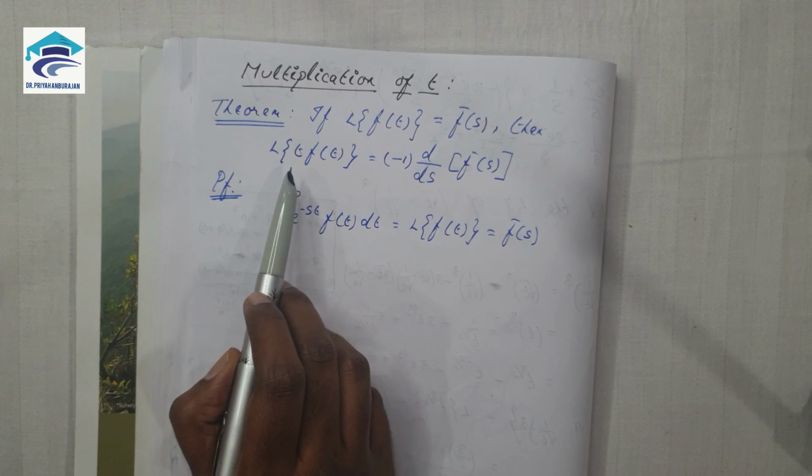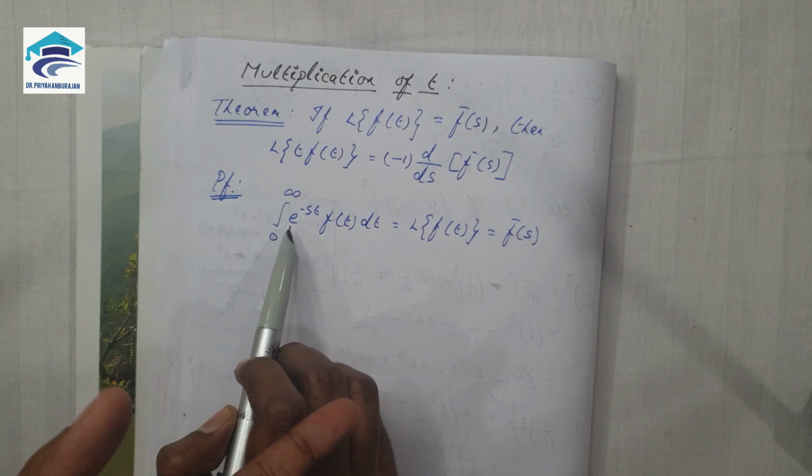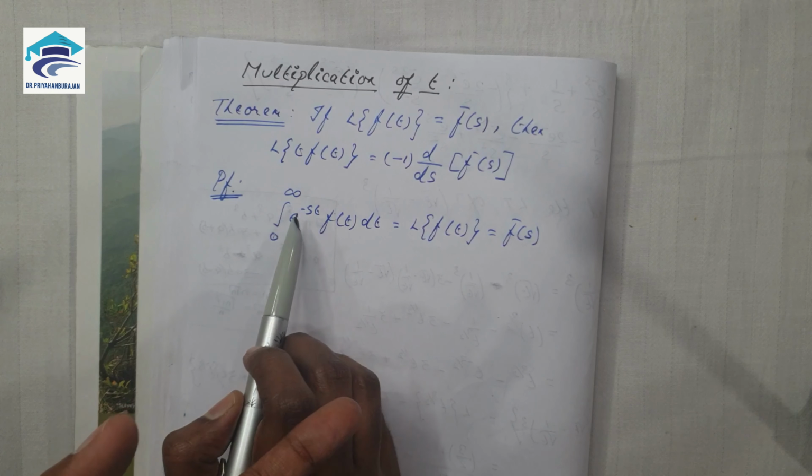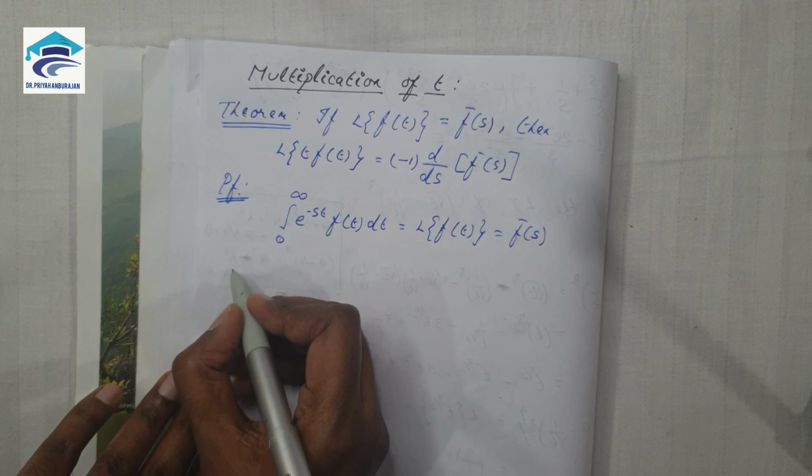Look at the left hand side, you have another t here. So in order to get a t, we can differentiate this. Once you differentiate this, you will be getting t into e power minus st. So we are going to use that. So let us differentiate.